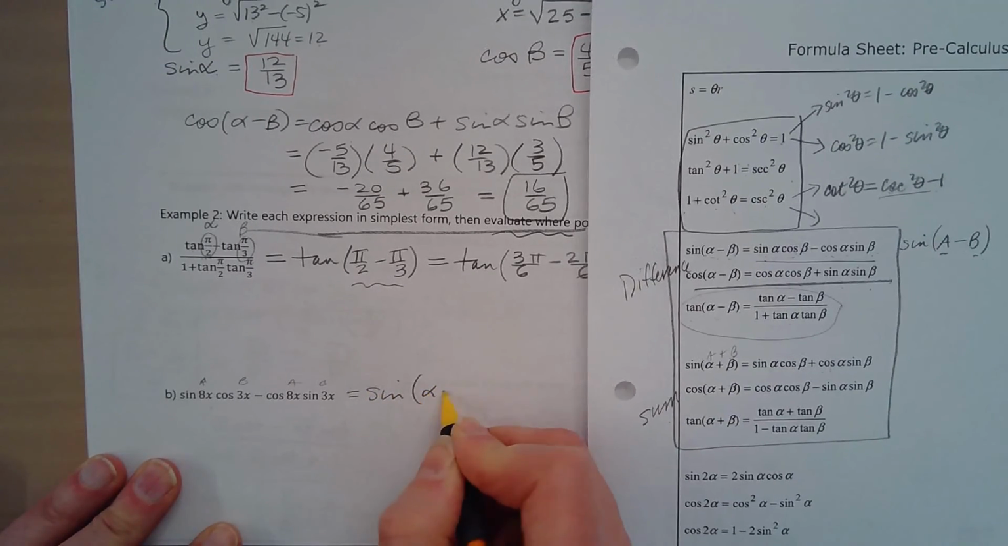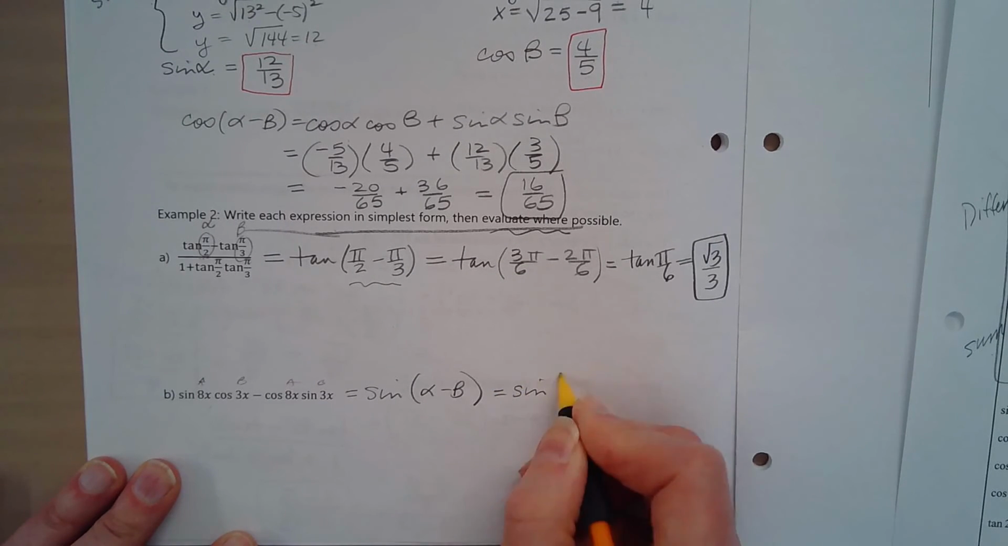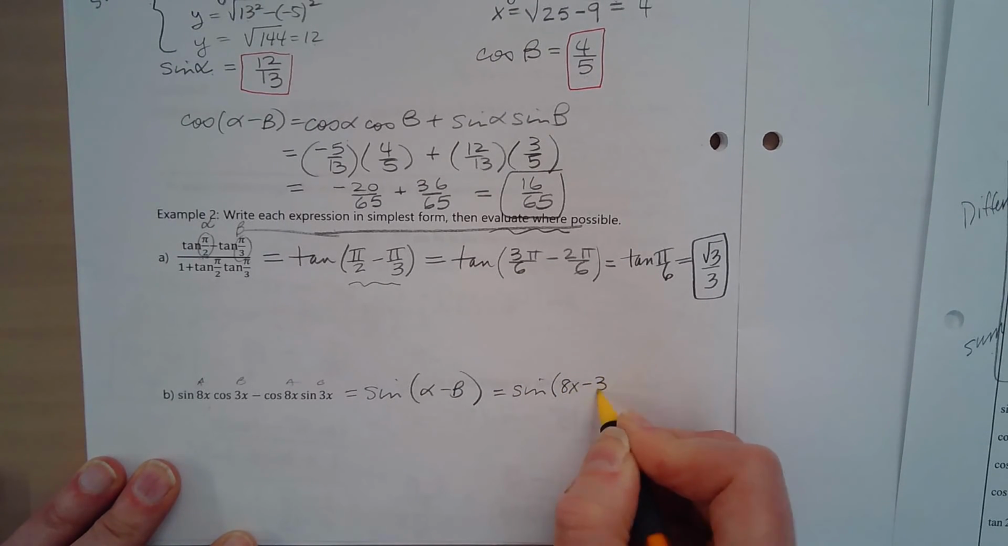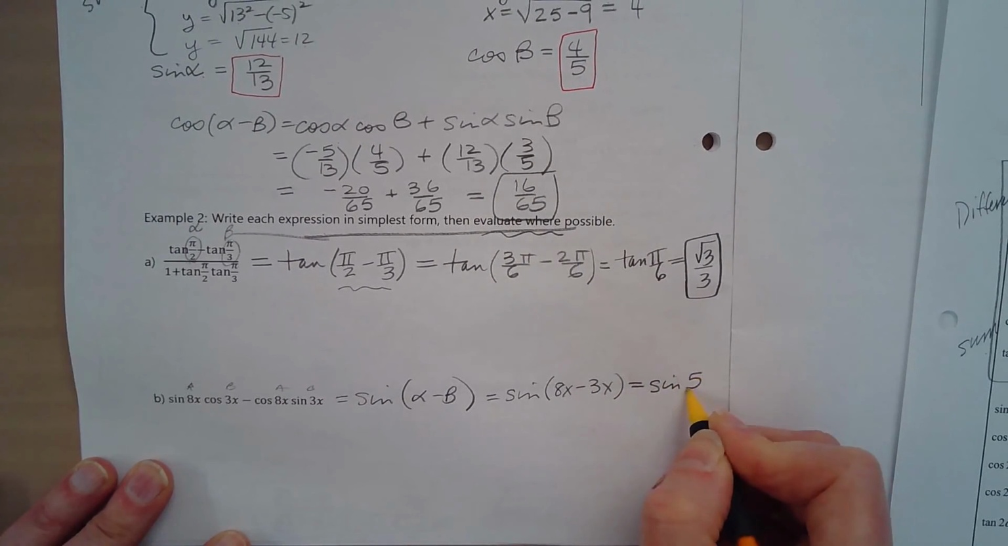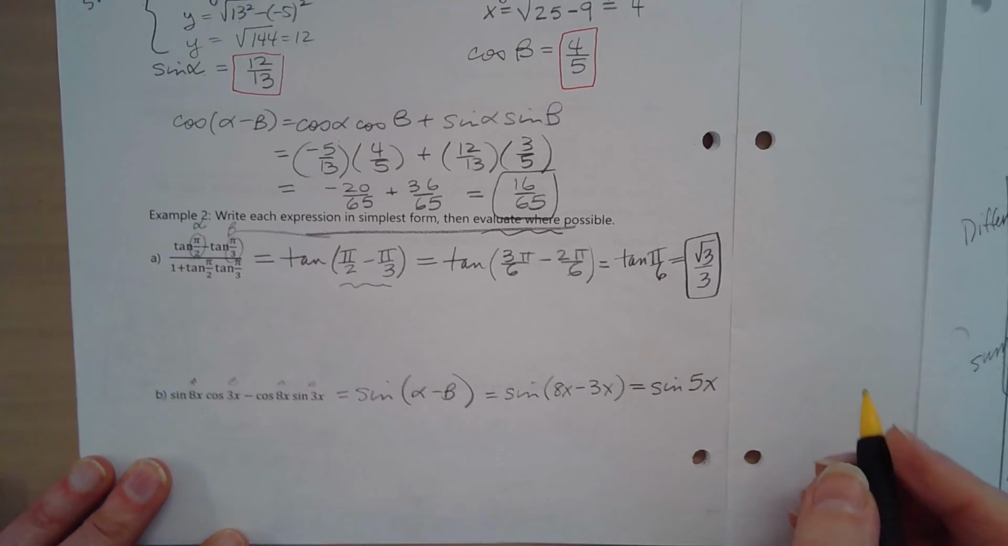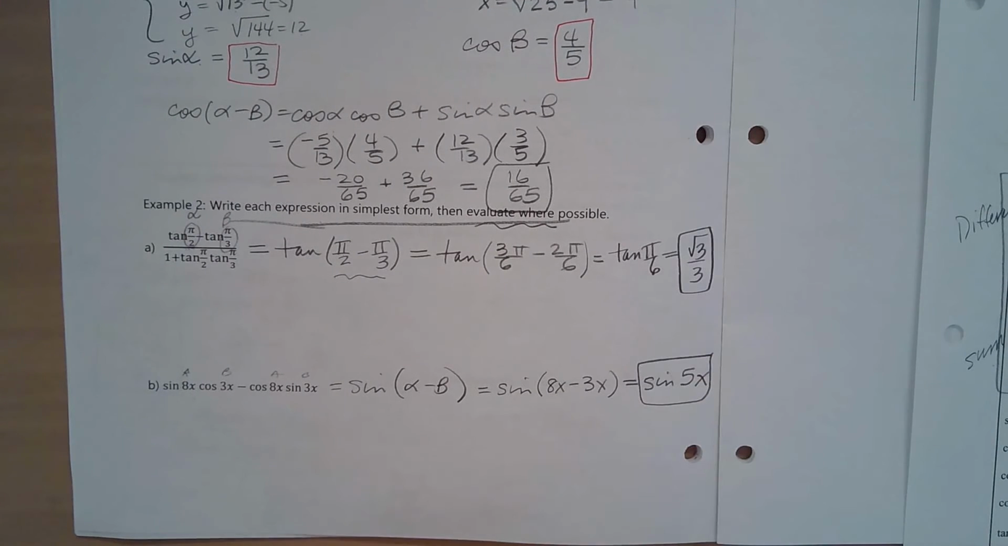So this is sine alpha minus beta, which would be what? Sine of 8x minus 3x. So that would simplify to sine of 5x. And this one we can't go any further, right? Because they just gave us x, so we got to stop there because they didn't give us a solid value for x, so we can't really do anything more on that one. Okay. So you're kind of just playing around with identities and becoming familiar with them and a little more confident.